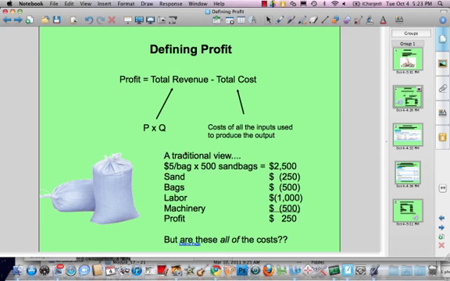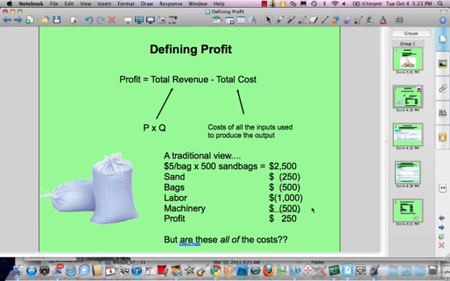Let's think in sort of a traditional view of profit, profit being total revenue minus total cost. Use an example of a sandbag business. Let's say that we've sold 500 sandbags at $5 a bag. That gives us $2,500 in revenue, so that's total revenue, price times quantity. And we have the following costs: sand, $250, bags, $500, labor, $1,000, and some costs of machinery, $500 for that. Well, if we take $2,500 minus all of those costs, we get $250 in profit.